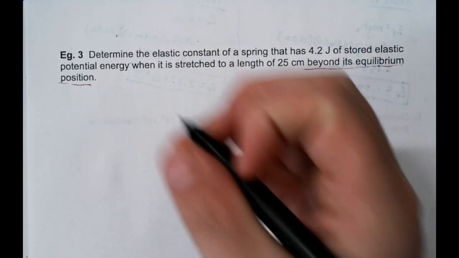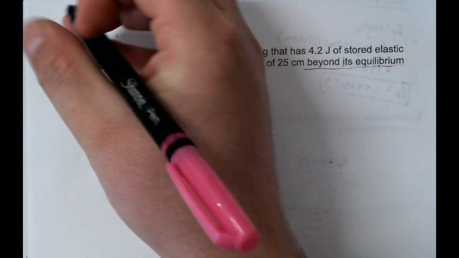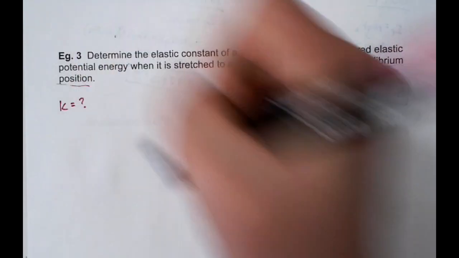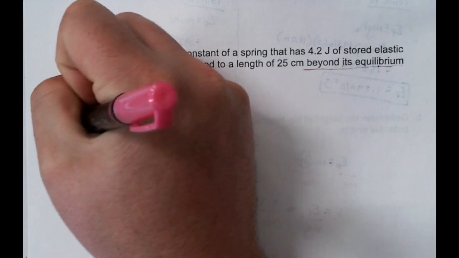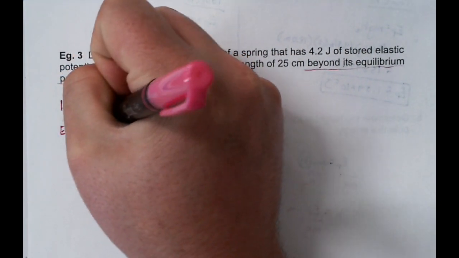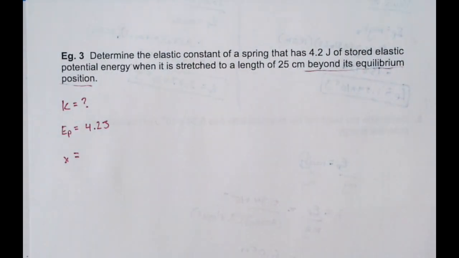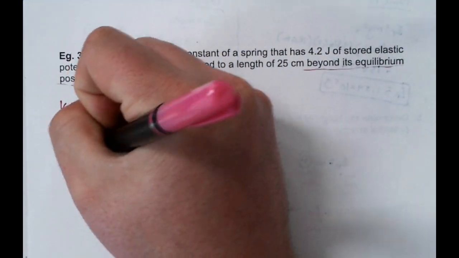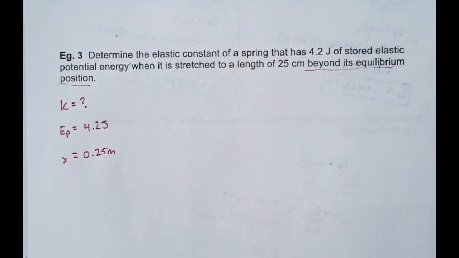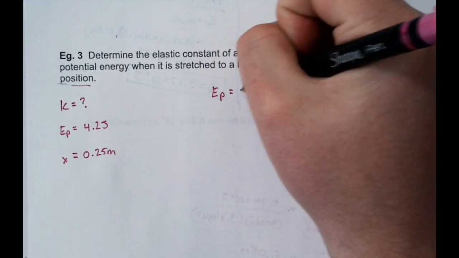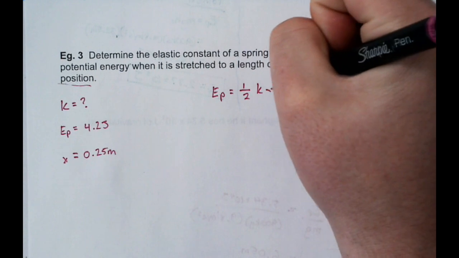So this question wants us to determine what is the elastic constant. So what is K equal to? What we know is that there's a potential energy of 4.2 joules and it is stretched 25 centimeters beyond its equilibrium position. So that's 0.25 meters. So using our formula, potential energy is equal to 1/2 kx squared.